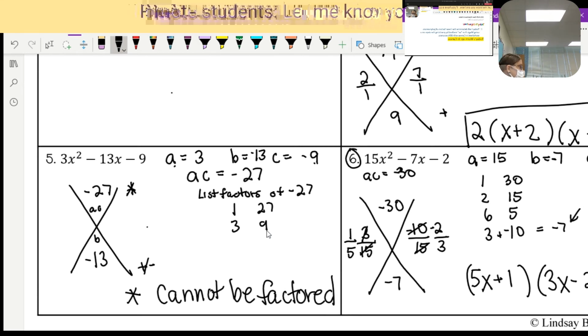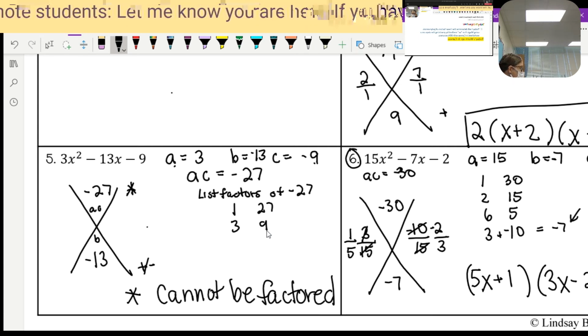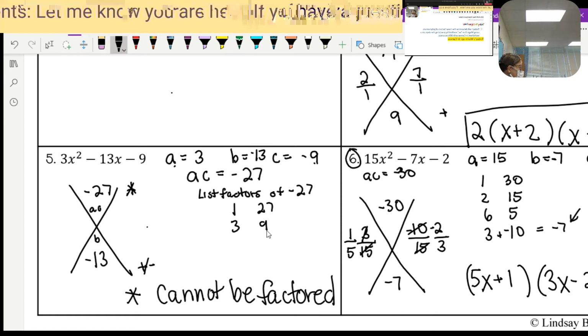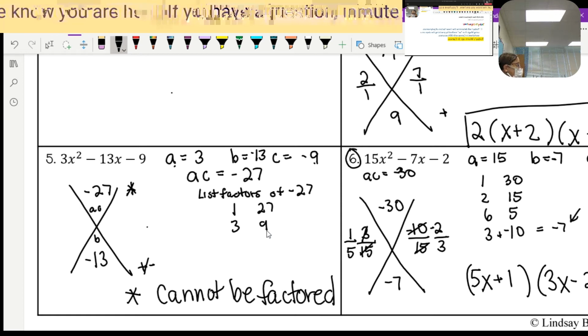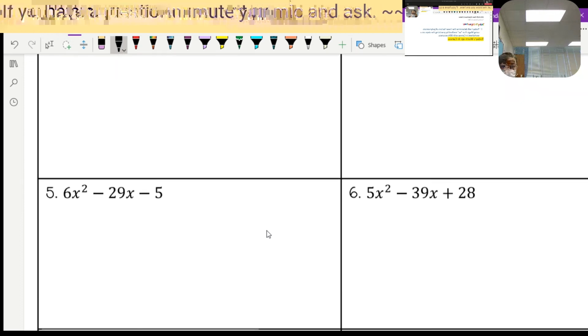Okay, so if you get stumped on one, if you're not committed enough to your answer to say that it can't be factored, skip it. Because there's a few of them that are like that. Okay, let's try another one.